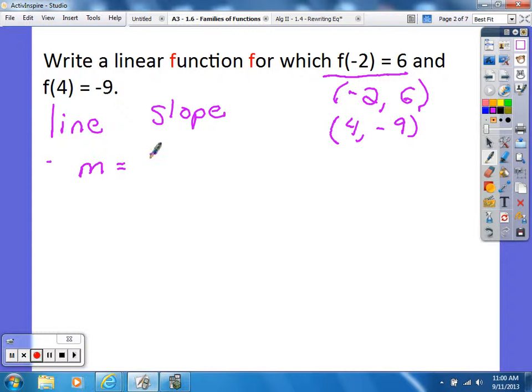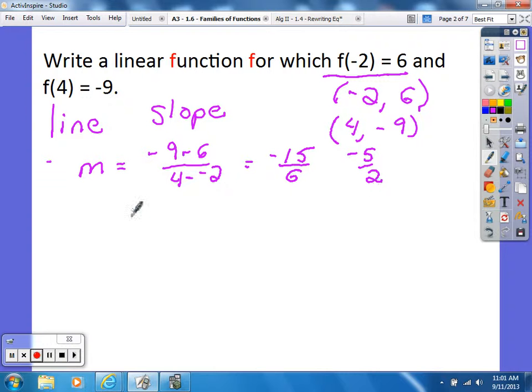Let's check then. -9 minus 6 over 4 minus -2. Oops, I need to change that. -9 minus 6 over 4 minus -2. So -9 minus 6 is -15. And 4 plus 2 is 6. If I divide them both by 3, I get -5 over 2. So -5 over 2 is right.